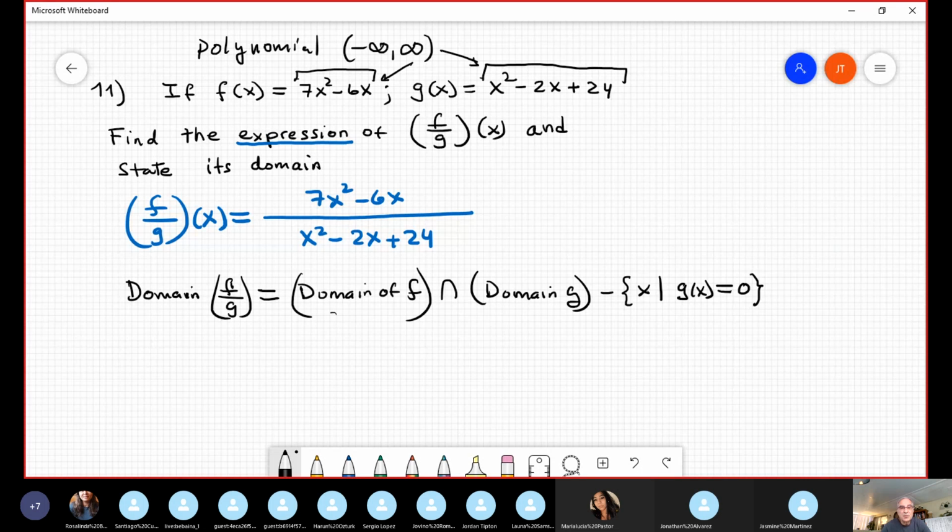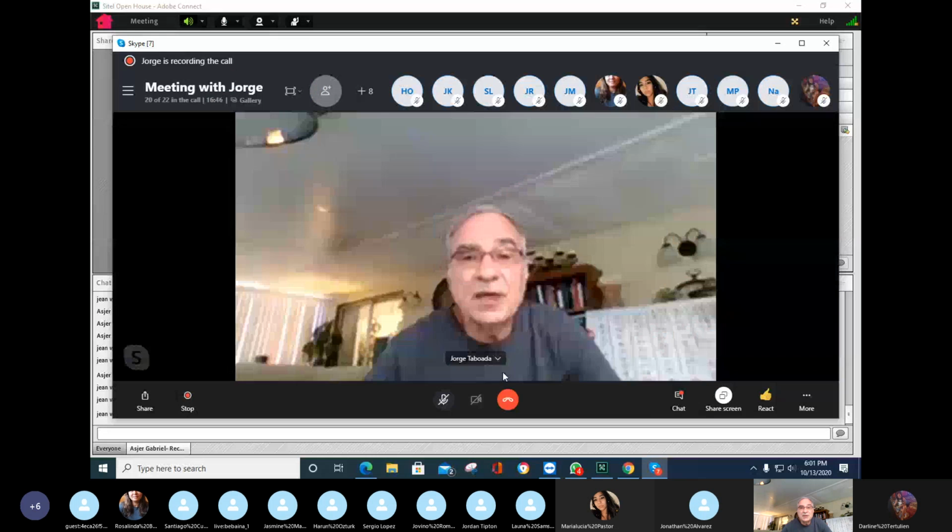Okay, so this domain is all real numbers, and that domain is all real numbers. Of course, it is an intersection. Remember, this is not mathematics, this is set theory. All real numbers intersect all real numbers is all real numbers, because it's the total universe. So I need to investigate the bad guy, which is the value that creates 0 here. So I need to investigate this equation.